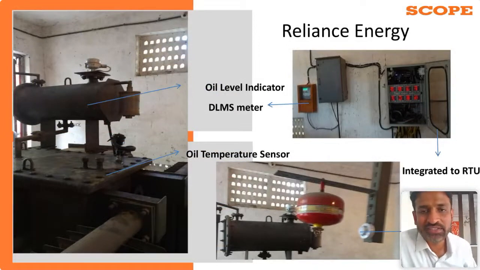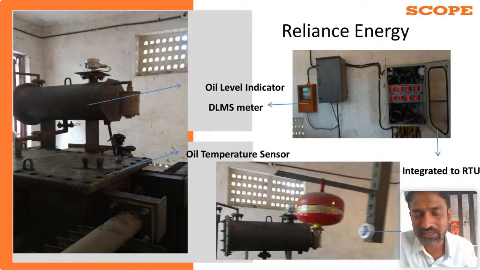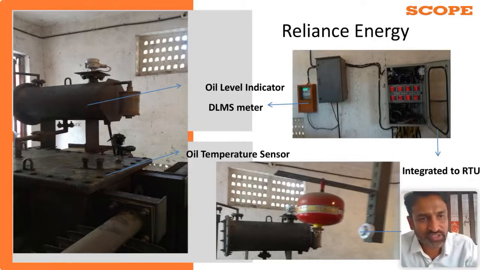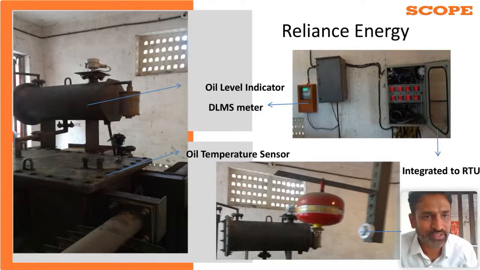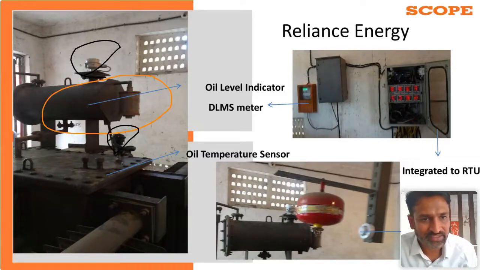And this is what Reliance Energy in Bombay did: they made it a completely unmanned station. They wanted a complete unmanned station, where we installed their 11 kV substations. You can see here the oil level sensor and the transformer oil and winding temperature.